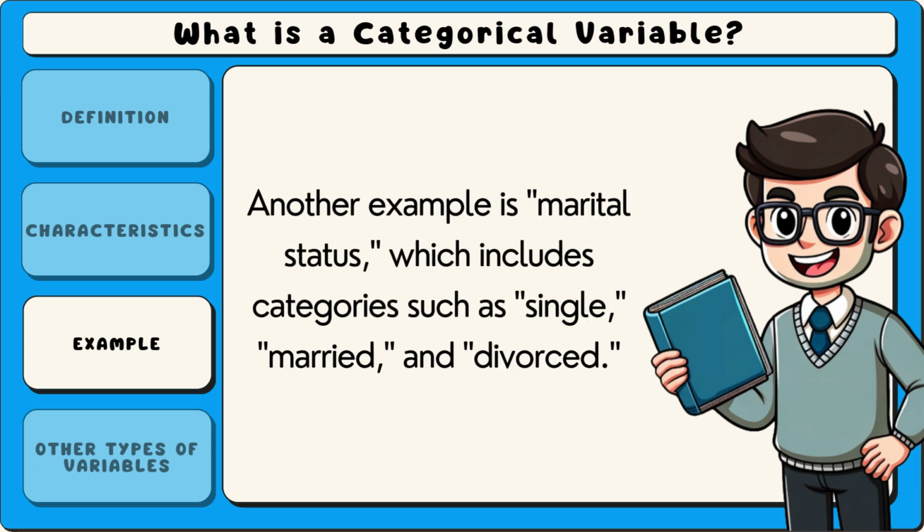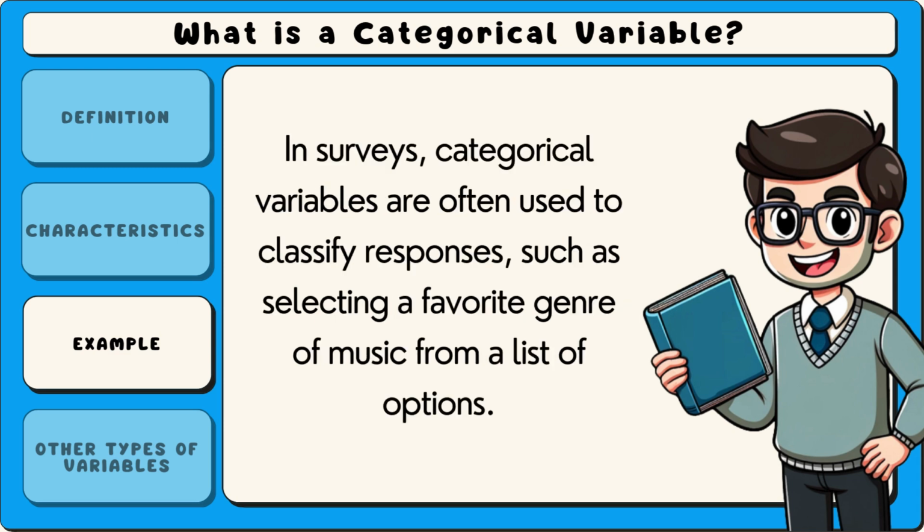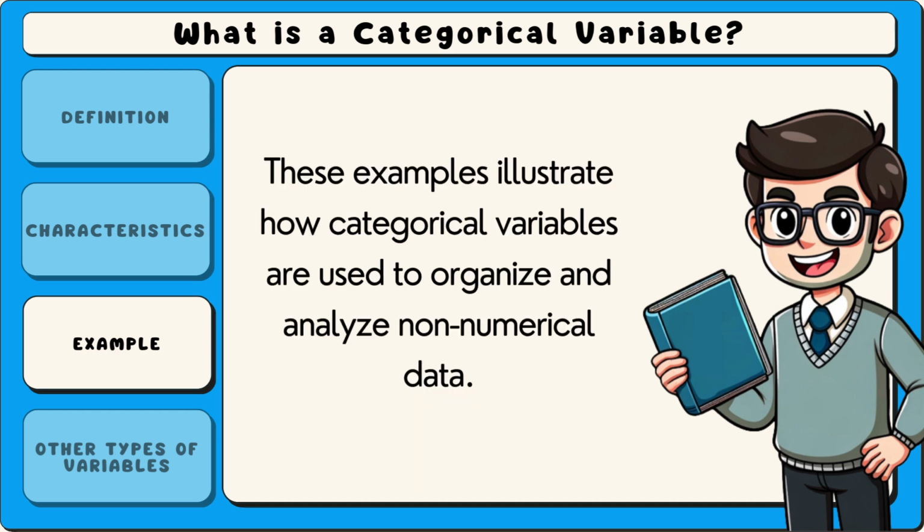Another example is marital status, which includes categories such as single, married, and divorced. In surveys, categorical variables are often used to classify responses, such as selecting a favourite genre of music from a list of options. These examples illustrate how categorical variables are used to organise and analyse non-numerical data.